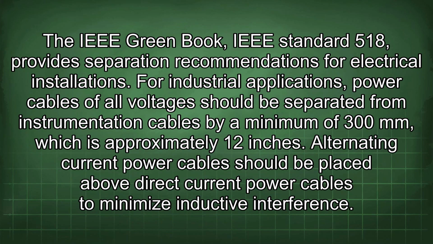The IEEE Green Book, IEEE Standard 518, provides separation recommendations for electrical installations. For industrial applications, power cables of all voltages should be separated from instrumentation cables by a minimum of 300 mm, which is approximately 12 inches. Alternating current power cables should be placed above direct current power cables to minimize inductive interference.